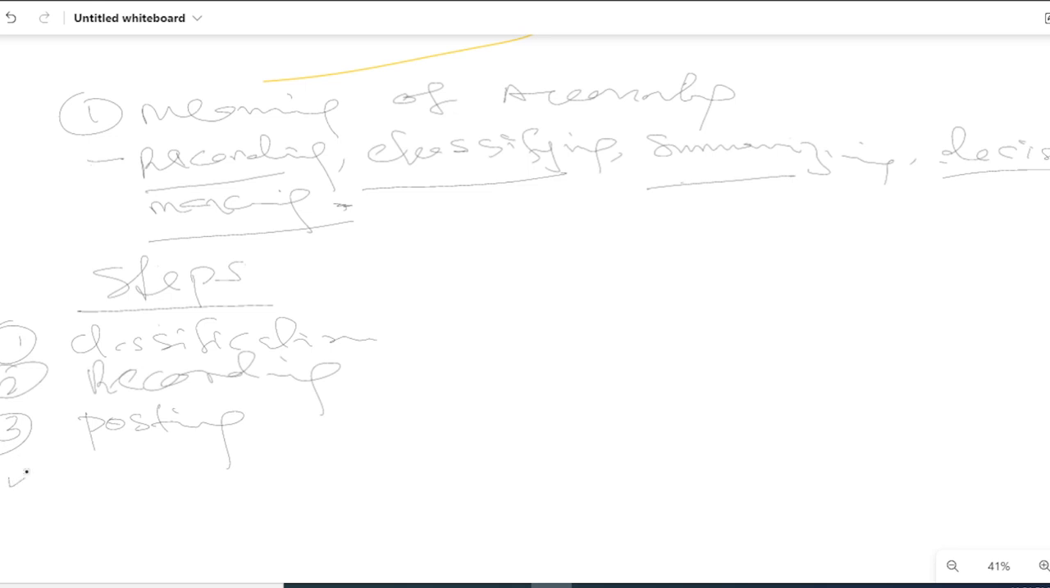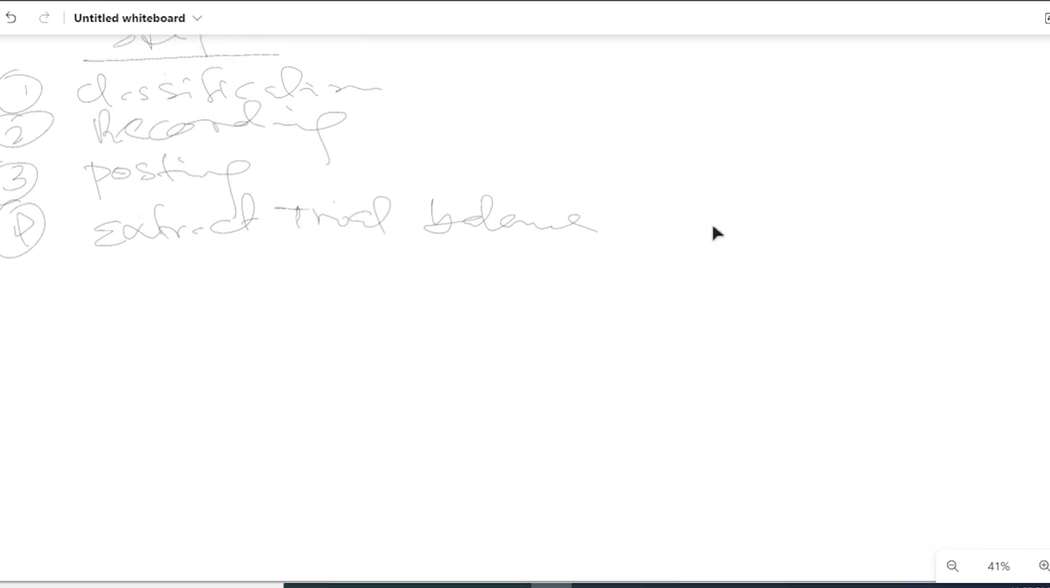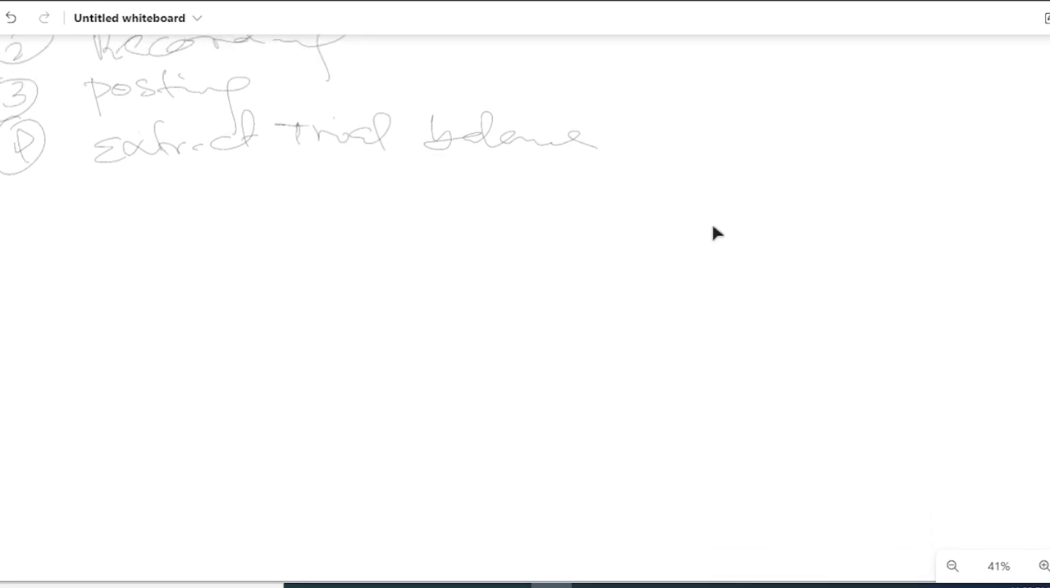After posting, what else? At the end of the day, you are going to do your trial balance. You now extract trial balance. You now extract your trial balance from where? From this your posting. That is the main important thing. That your trial balance, that is what you will now use to prepare your financial statement.